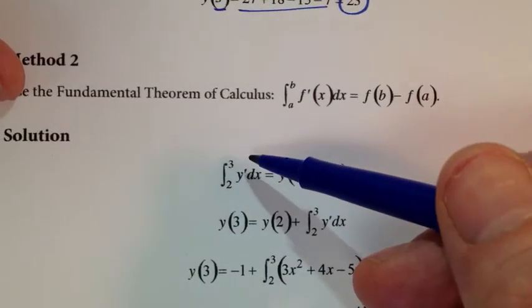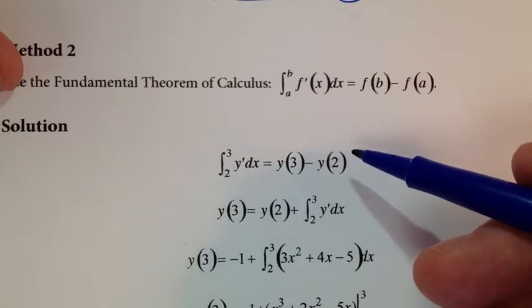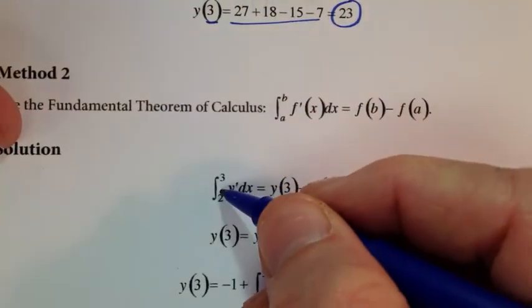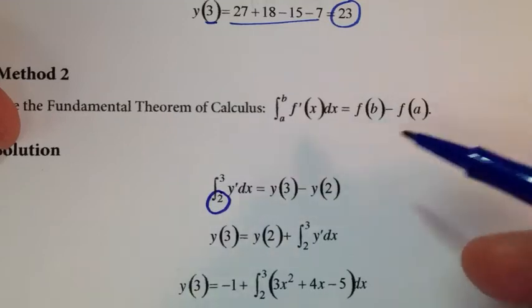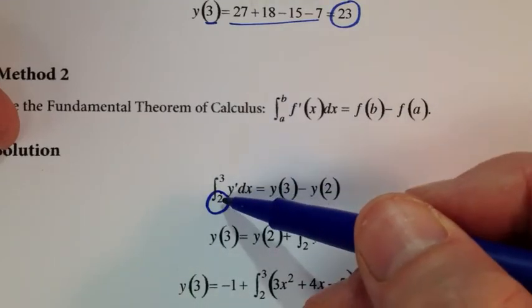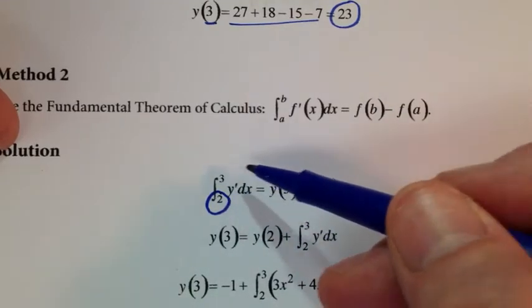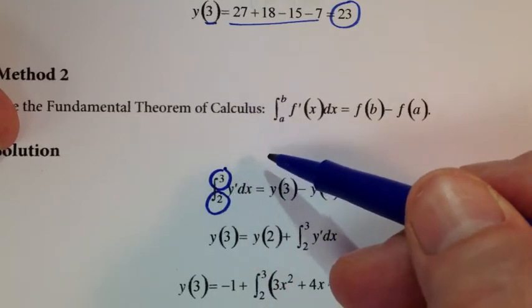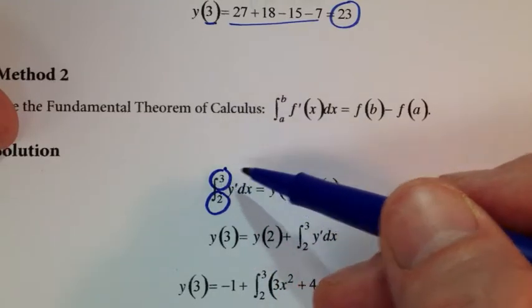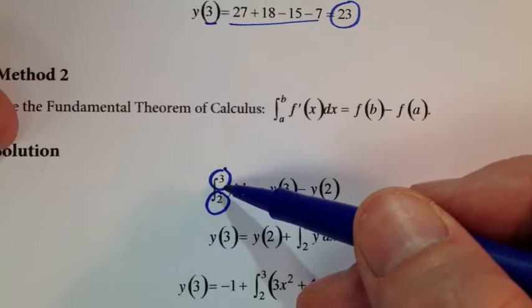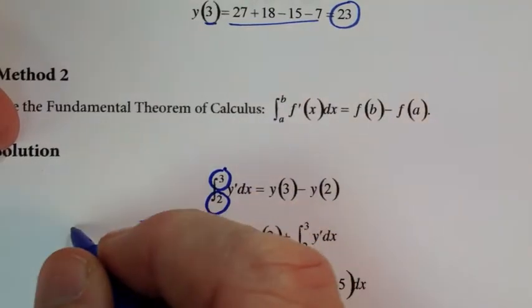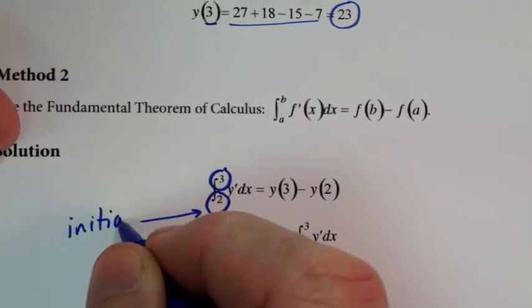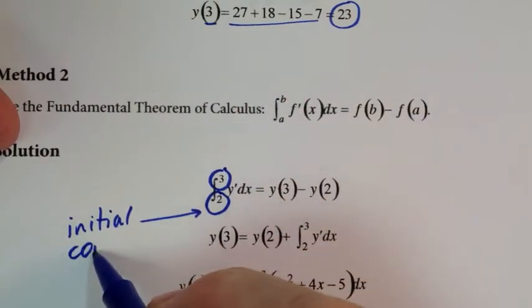Remember that the initial condition was that we knew what y was when x was 2. Then our unknown is what y is when x is 3. So those are our limits of integration. You put your initial condition here, and this is of the utmost importance. Initial condition here.